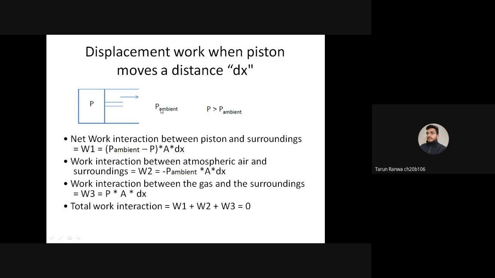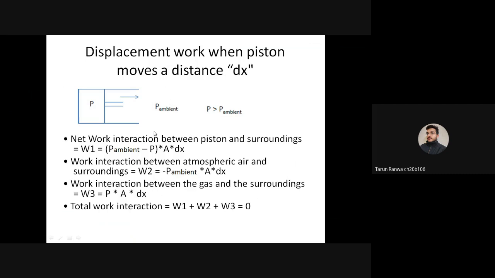Now, displacement work when the piston moves a distance dx. Here P_amb is atmospheric pressure, and P is the system pressure. So when P is greater than P_amb, the net work interaction between the piston and the surroundings, let's say W1, equals (P minus P_amb) times A times dx. And the work interaction between the atmosphere, the air, and the surroundings, let's say W2.